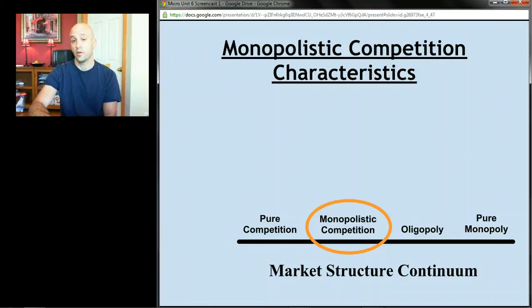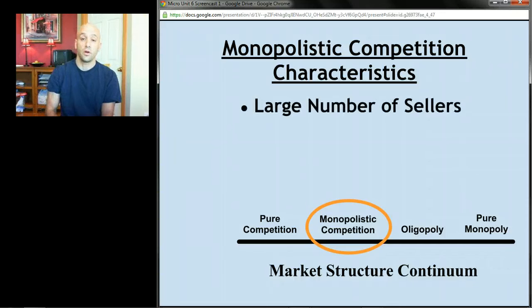And in fact, this is the market model that you probably come in contact with the most. Anytime you go to the mall or go out to some strip mall or go to some store, 9 times out of 10, you're probably dealing with a monopolistic competitor. So monopolistic competition characteristics, first off, a large number of sellers. So in this sense, it's a lot like perfect competition, which also had a large number of sellers. Think dozens, if not hundreds, maybe even thousands of sellers.